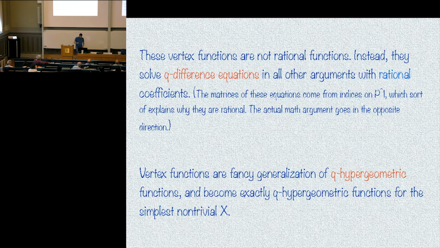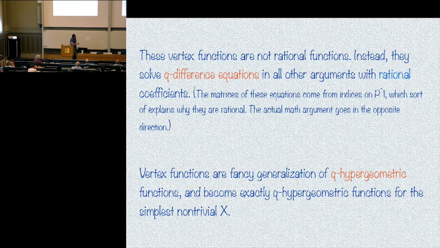Instead, they solve q-difference equations in all arguments, with rational coefficients. And the physical argument for that is that you can say what the matrices of these equations are in terms of subcounts on P1, and therefore they should be rational. In math, the argument goes exactly the opposite way. You first study the q-difference equation, and then you deduce stuff about P1. It's like a difference analog of the quantum differential equation, so that must be very familiar to people here.